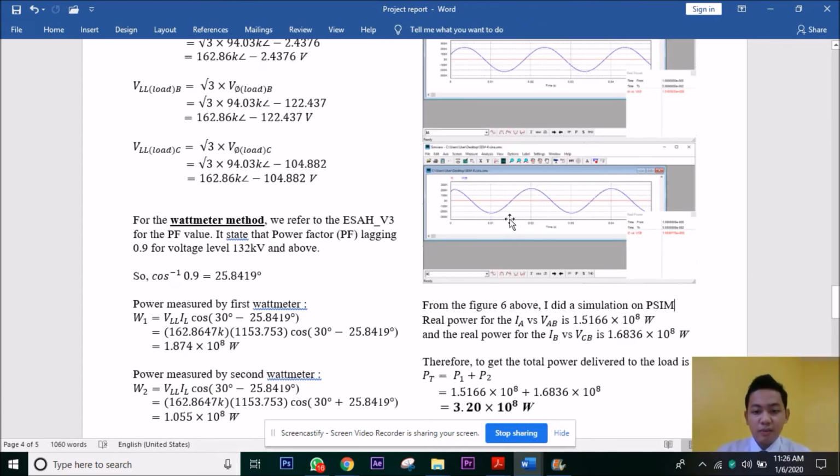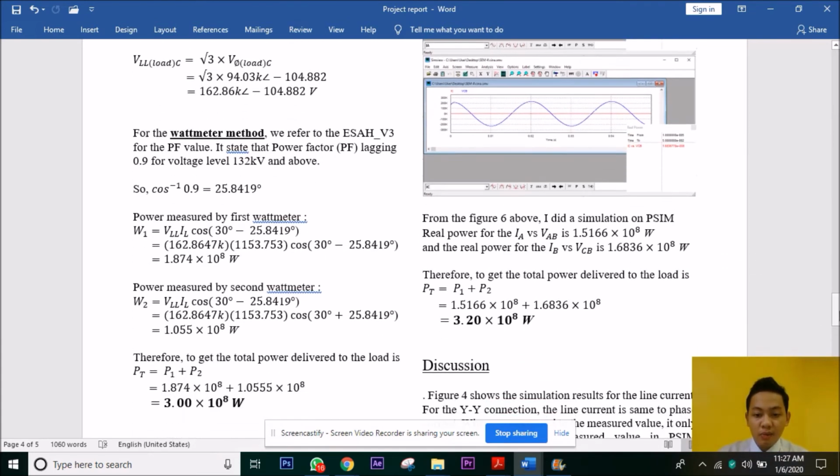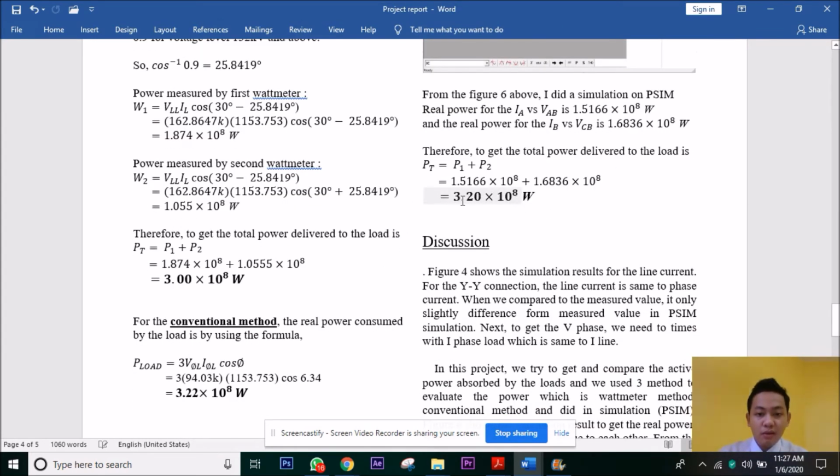Okay, from the figure seen above, I did a simulation on PC. So real power for the IA versus VAB is 1.5166 times 10 to the power of 8, and the real power for the IB versus VCB is 1.6836 times 10 to the power of 8. And then we add up these two values, P1 plus P2, and then we can compare the three values from the simulation, wattmeter method, and conventional method.